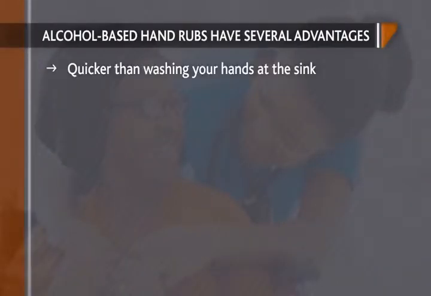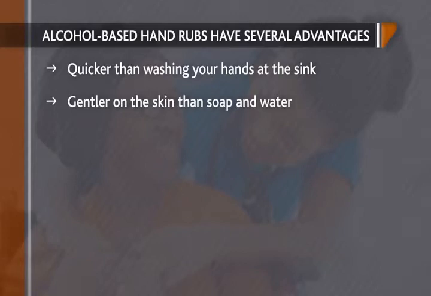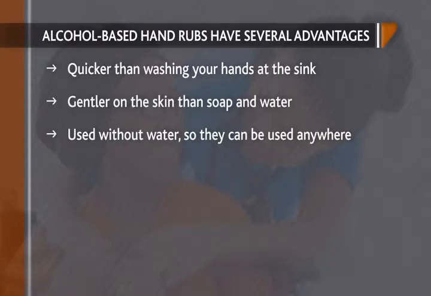Using an alcohol-based hand rub is quicker than washing your hands at the sink, which means that during duties that require frequent hand washing, using an alcohol-based hand rub can save time. Alcohol-based hand rubs are gentler on the skin than soap and water. Alcohol-based hand rubs are used without water, so they can be used anywhere. In many facilities, alcohol-based hand rubs can be dispensed at the patient's or resident's bedside, saving many trips back and forth to the sink. Many even come in containers small enough to be carried in your uniform pocket.